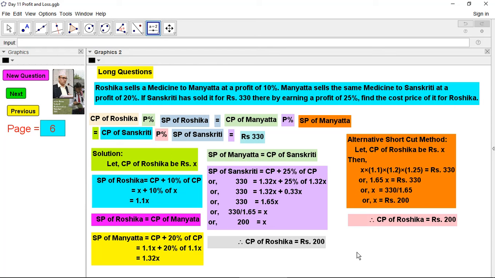1.1 is adding the 100% and 10% profit, that is 200 into 1.1 will be 220. In this way you can find this. You can explore. If you have confusion, I will repeat again. Shall I start the next question or clarify this question again?